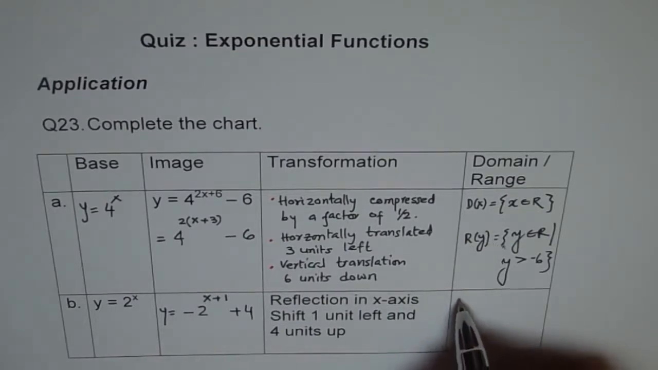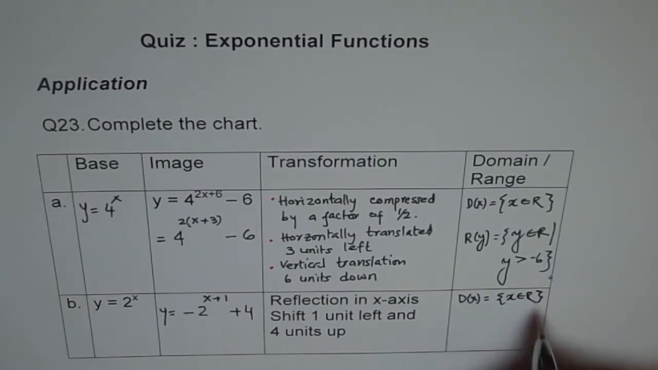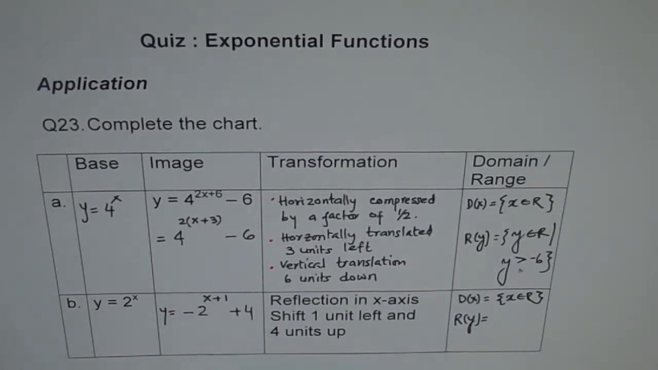Now here again, we can always write the domain is x belongs to real numbers. And the range is, minus means it reflects downwards. This is interesting. It is going downwards from 4. So it is y belongs to real numbers where y is less than 4, positive 4, because it is reflected on the x-axis. Is that okay? If you are finding it difficult, try to sketch it on the side and then write down the details. I hope you understand. Even otherwise, as an exercise, I will appreciate that you try to sketch the graph.